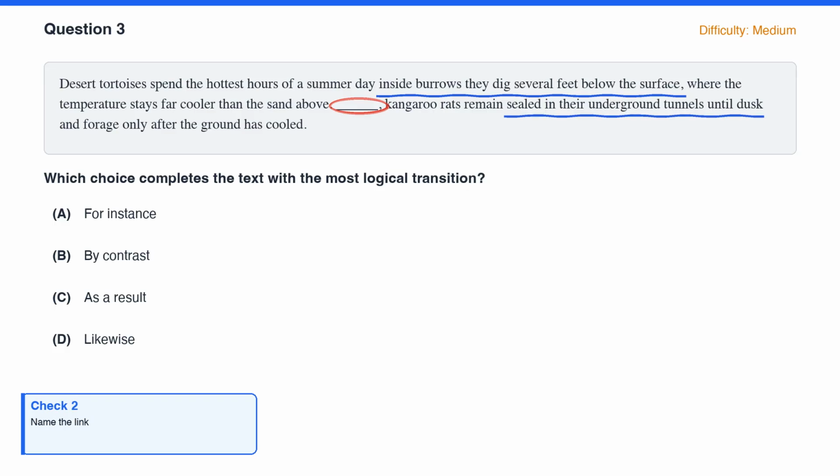Check 2. Name the link. Two different animals and the same move. Go underground and wait for the heat to pass. The second sentence is not an example of the first. A kangaroo rat is not a kind of tortoise.